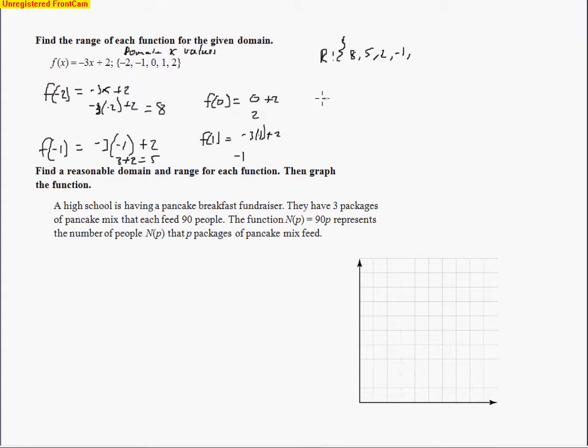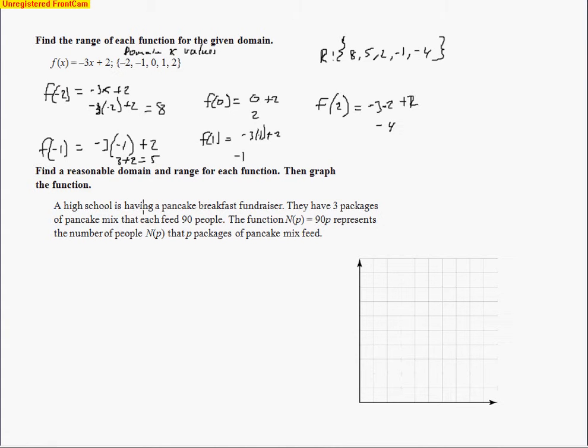And the last one, the function when x is 2, and I substitute in, I get -6. -6 plus 1 gives me -5. So that would be, actually it's supposed to be 2 instead of a 1, so it's going to be -4. So let's fix that real quick. And so we end up with -4 there, and those are the range values. So then they say find a reasonable domain and range for each function, then graph the relation.